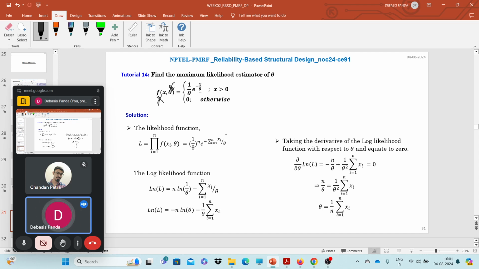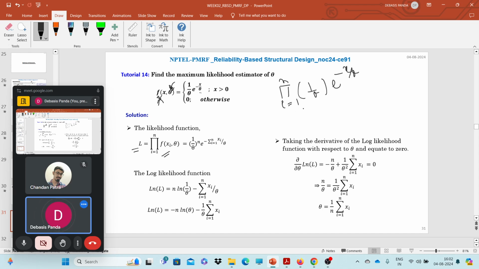So first we need to formulate the likelihood function. What will be the likelihood function? We have seen that you need to multiply each and every probability density function with the parameter for the samples. So it's nothing but that, just introduce the pi operator over your f of xi. Now if you solve it, your f of x that was 1 by theta e to the power minus x by theta, product of i equals 1 to n.